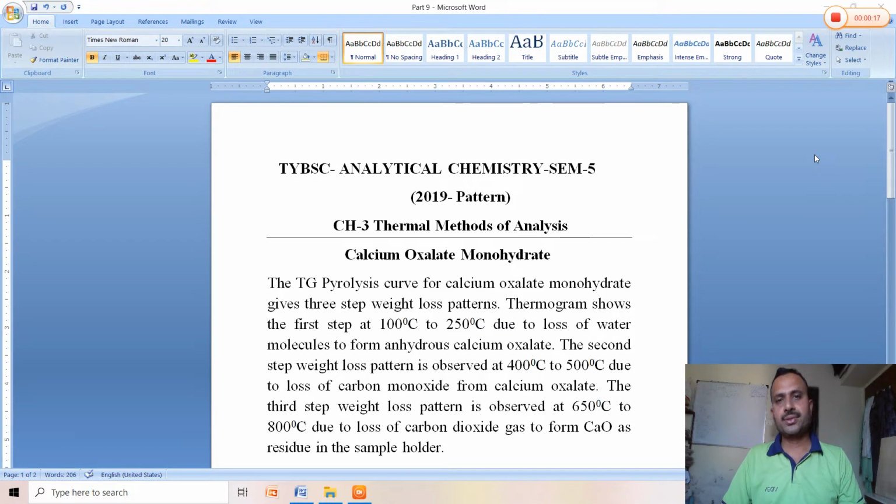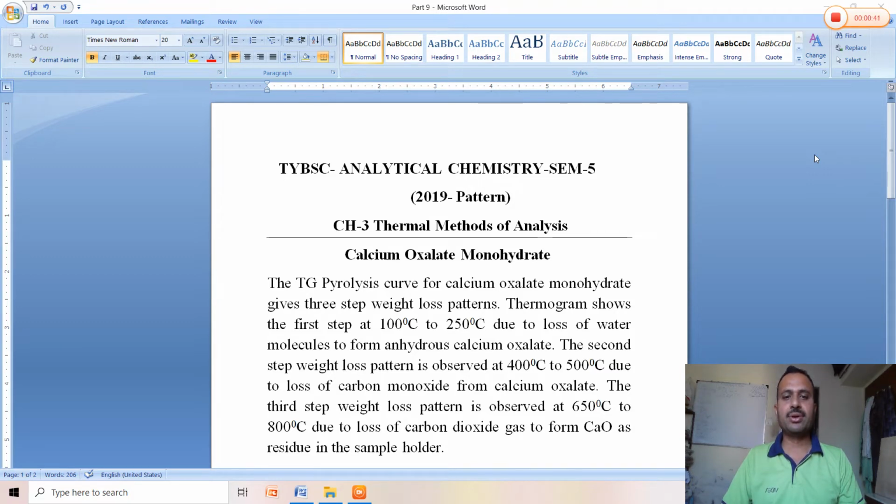Now here we are going to study these two plots of the thermogram, or you can say TG curve of pyrolysis. First is calcium oxalate monohydrate, while second is copper sulfate pentahydrate. Now we are going to study these two TG curves. Now let us start. The TG pyrolysis curve for calcium oxalate monohydrate gives a three-step weight loss pattern.